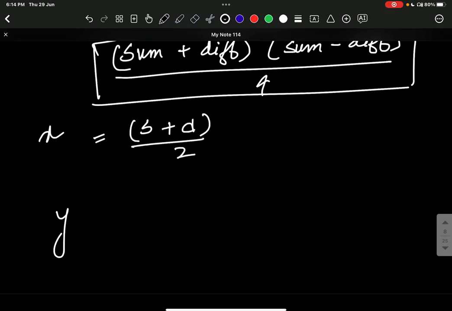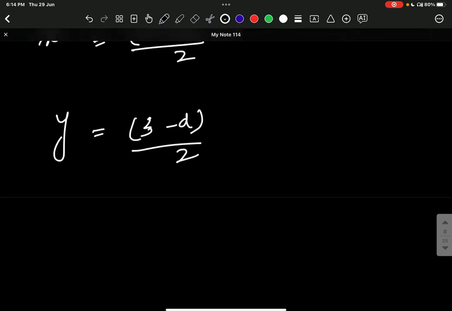You can get your x back, and if you write sum minus difference divided by 2, then you can get your number y back. Okay, so in this way you can do the things and you can calculate it by yourself. Okay, I hope you are getting the things.